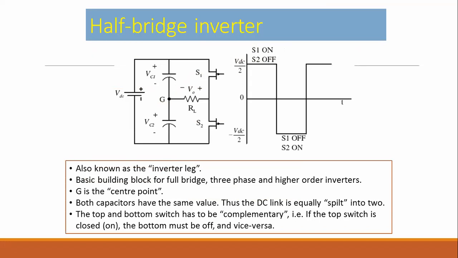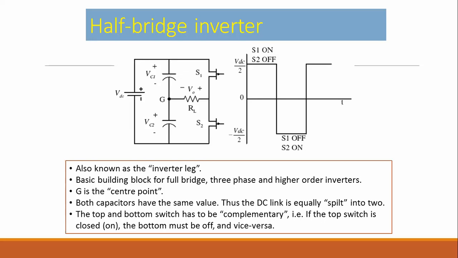First of all, this is the half bridge inverter, also known as an inverter leg. It is the basic building block for a full bridge, three phase, or higher order inverters, because these half bridges are used in the full bridge, where G is the center point. Both capacitors have the same value, thus the DC link is equally split into two. The top and bottom switches are complementary: if the top switch is closed or on, the bottom switch must be off. The switches can be thyristors or something else like MOSFETs, but they should be controlled devices.